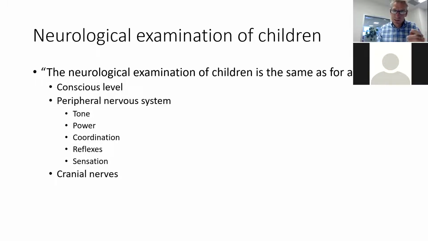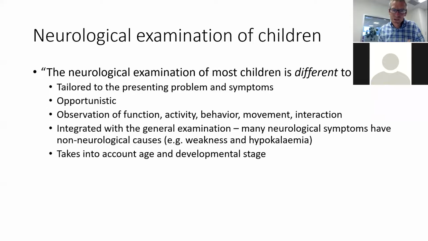But mostly the neurological examination of children is actually quite different. It's based on an adult who will lie there and allow you to assess their tone and power and coordination and reflexes and their sensation and do all their cranial nerves, but a child won't necessarily. And so the neurological examination of most children is different to adults. It has to be tailored to the presenting problem and the symptom the child has. So you tailor your examination to that. It has to be opportunistic.